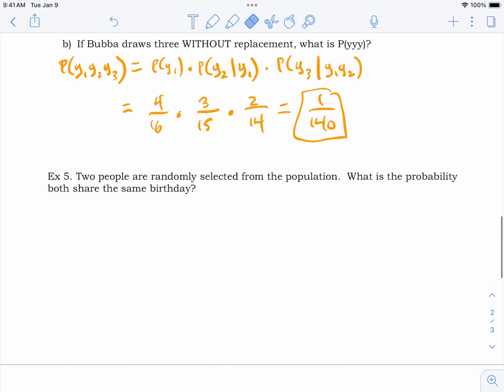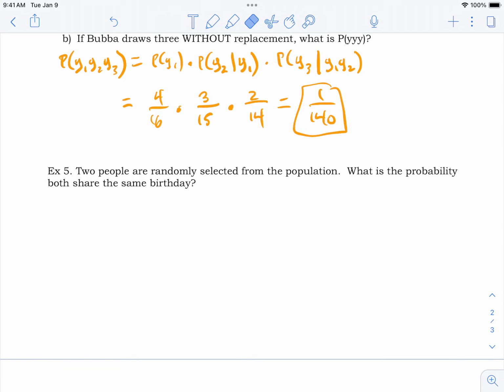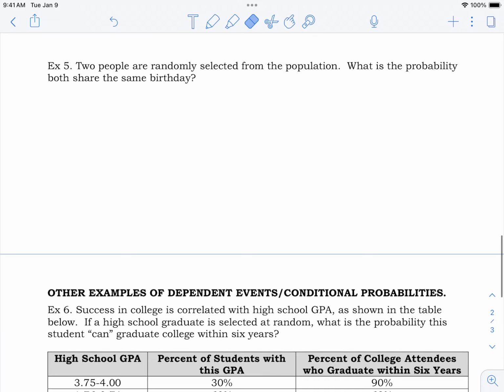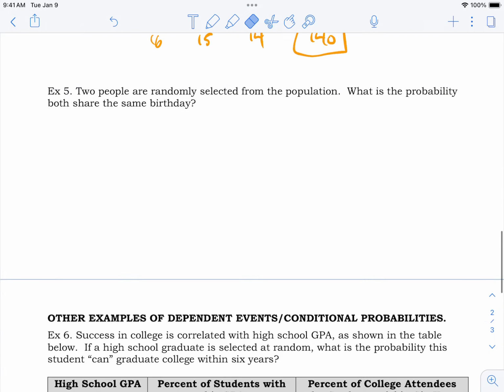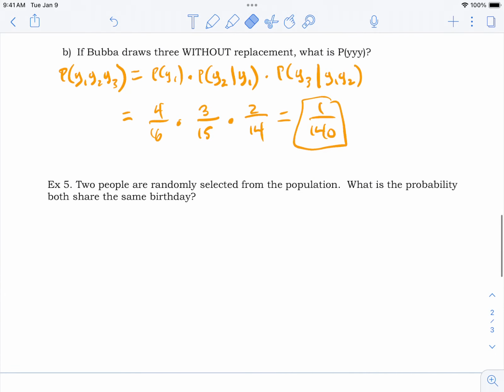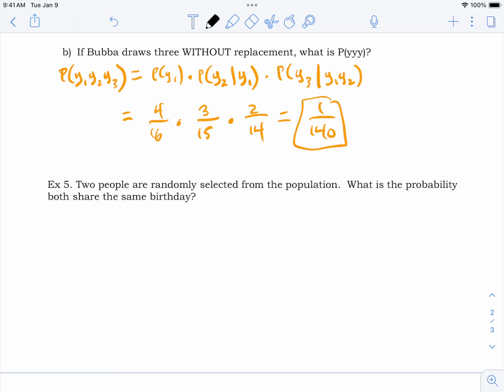All right, okay. 2 people are randomly selected from the birthday. Oh, I was supposed to change this example and I didn't. Darn it. Really? I was supposed to change this example. I hope you don't mind if we just change it on the fly here. Let's change it as we fly.